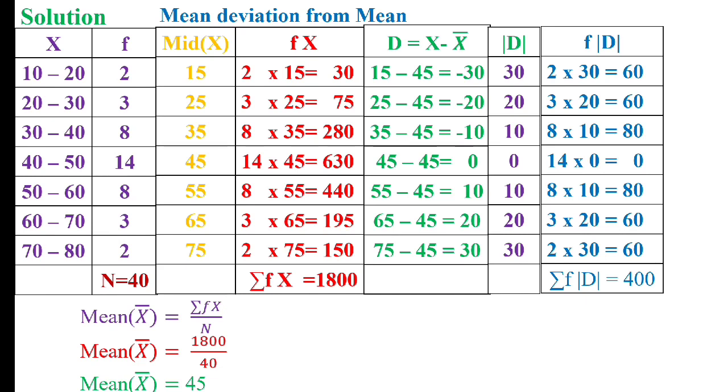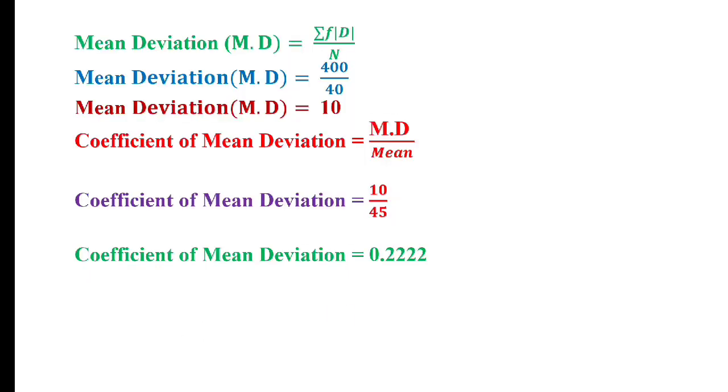Now we are going to use the mean deviation formula. Mean deviation is summation f into d divided by n. 400 divided by 40 equals 10. Coefficient of mean deviation equals mean deviation divided by mean, so 10 divided by 45. So we get the coefficient of mean deviation as 0.2222. This is the way we can find the mean deviation from the mean for a continuous class interval.